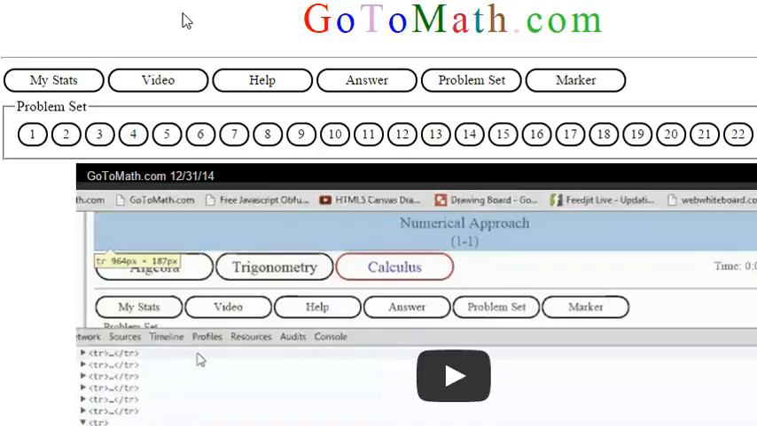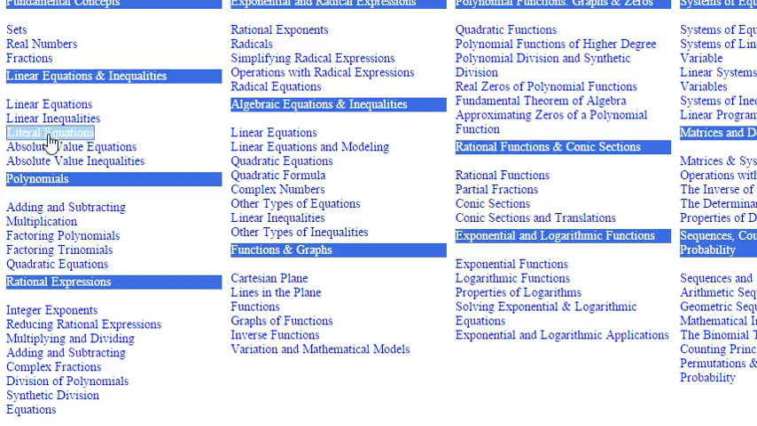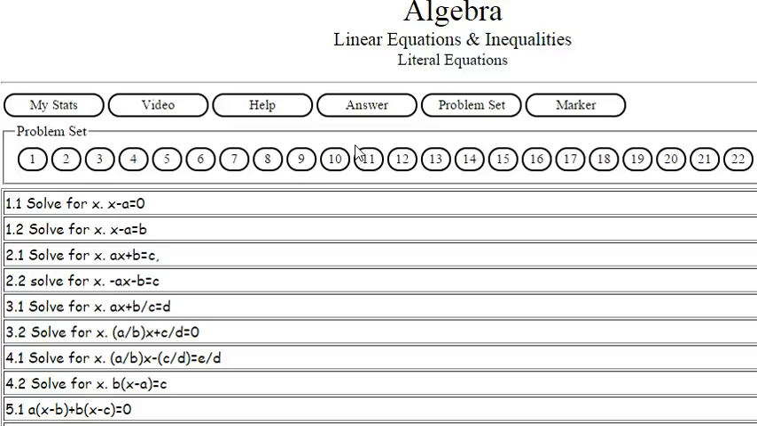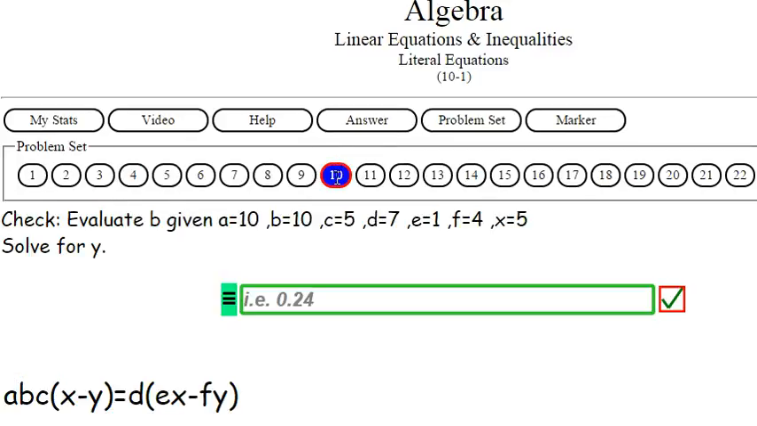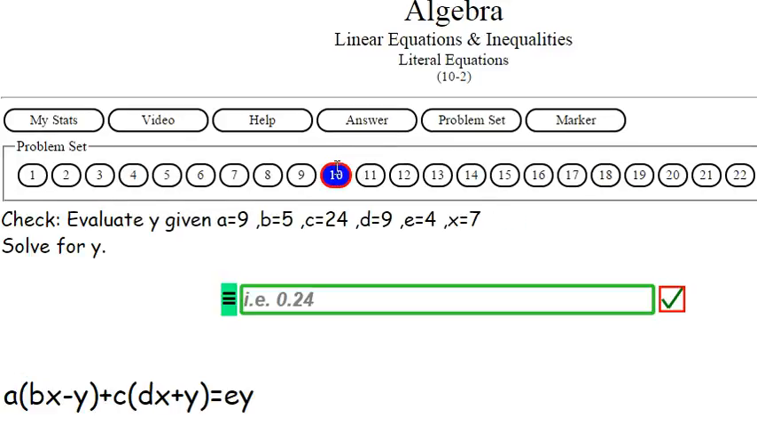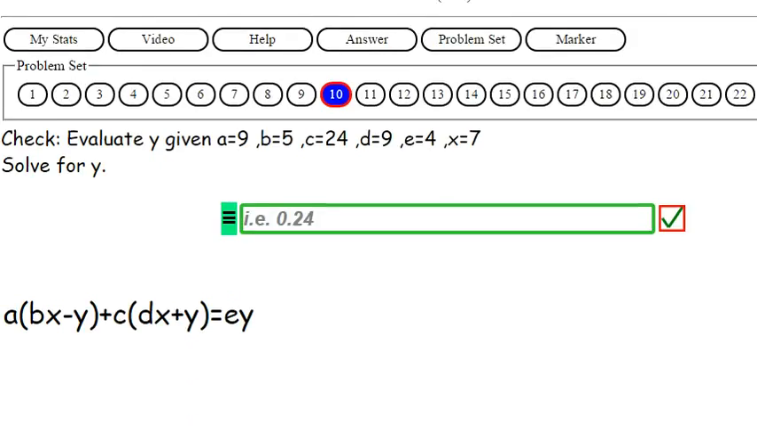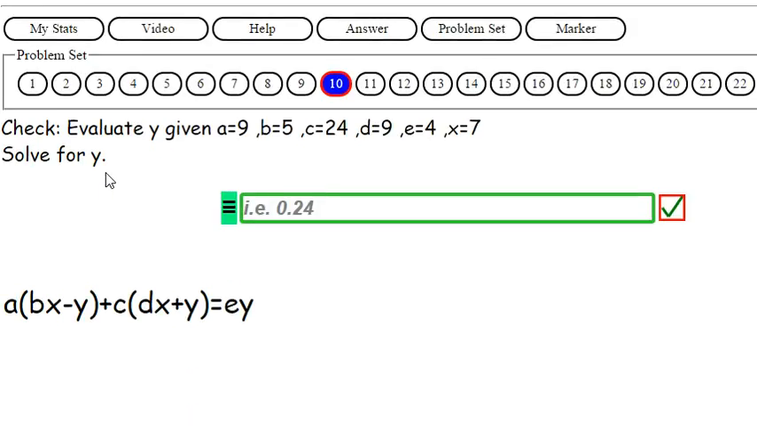Okay, we're over here, go to gotomath.com, click on the algebra. Let's go down to literal equations and 10 point something, 10.2, how's that? 10.2, we're solving for y again. We're just kind of stuck on that, aren't we?